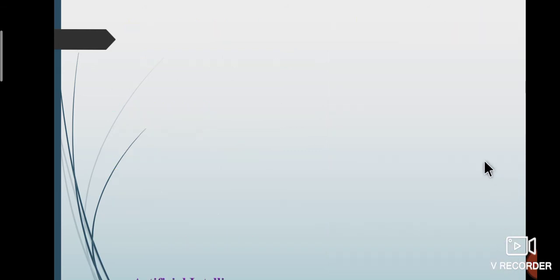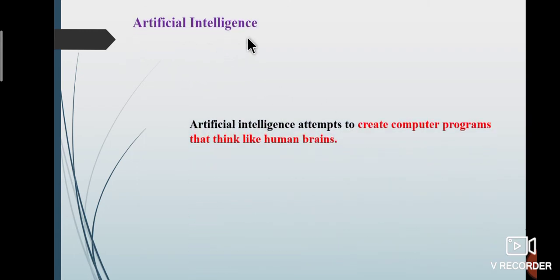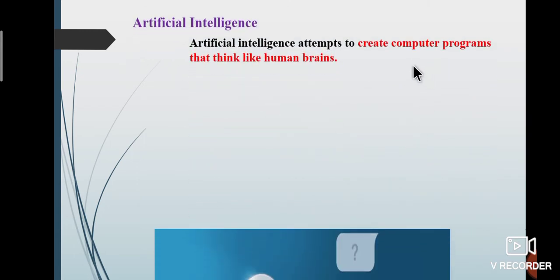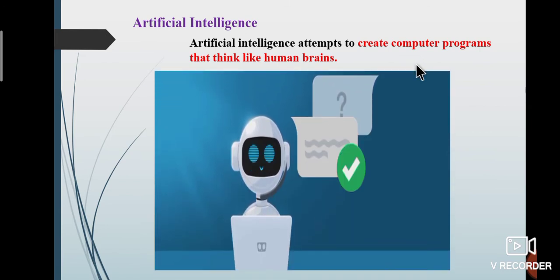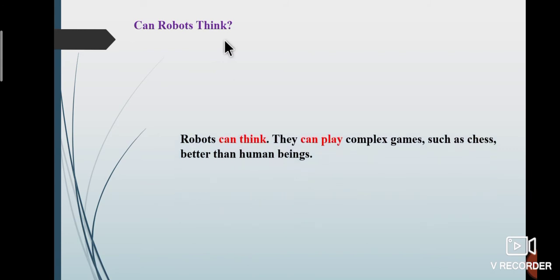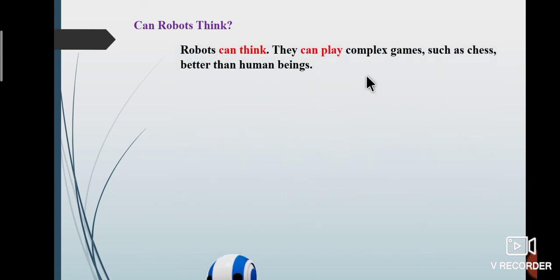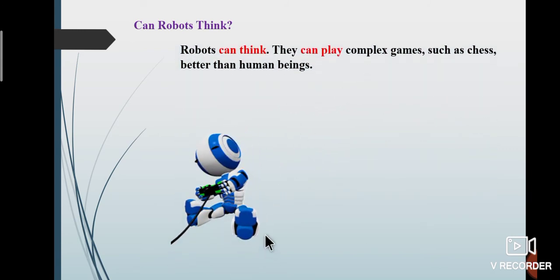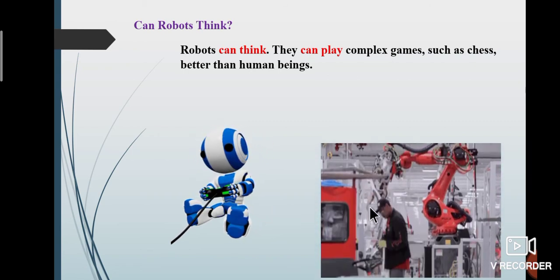Now we can see about artificial intelligence. Artificial intelligence attempts to create computer programs that think like human brains. Can robots think? Yes, robots can think and they can play games better than human beings. Robots can be used for industrial purposes also.